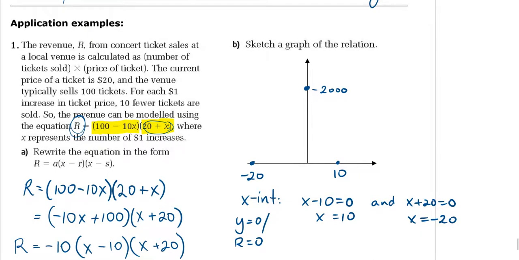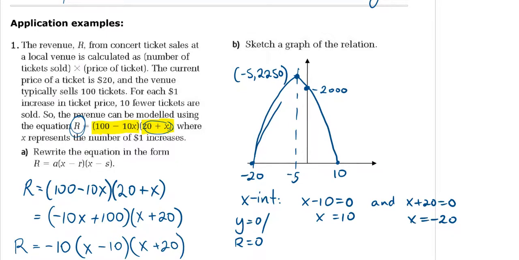So here we go. Let's say somewhere about, let's see, right here. There's my axis of symmetry at negative 5. My vertex point will be a little bit higher than 2,000 here at negative 5 and 2,250. And I can sketch my parabola. There we go. Okay, let's follow it up with part C.